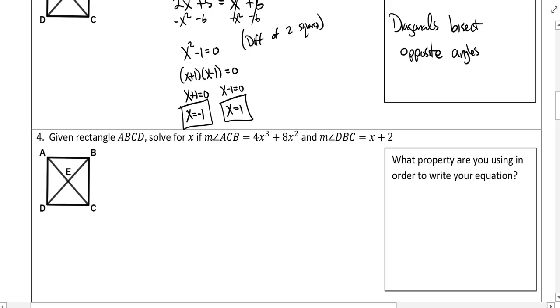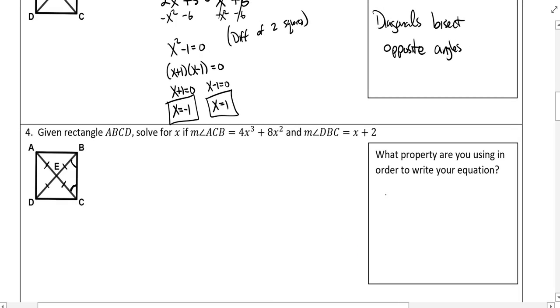Number 4, we're told that ABCD is a rectangle, and we're talking about angle ACB, this angle right in here, and DBC, and we know they're congruent because in a rectangle all four of these pieces from the diagonals that cross are congruent, so we get that isosceles triangle. So it really comes from two properties. Remember, the diagonals are congruent in a rectangle, and that the diagonals bisect each other.